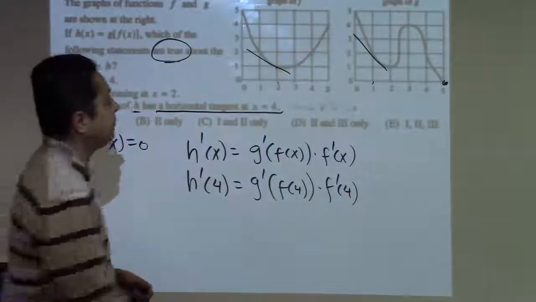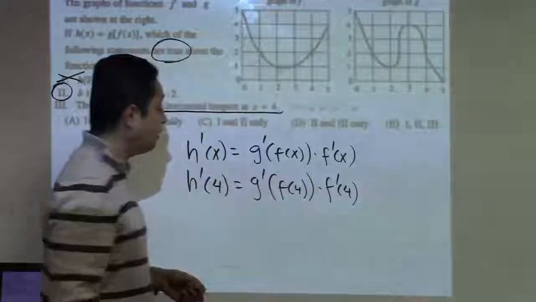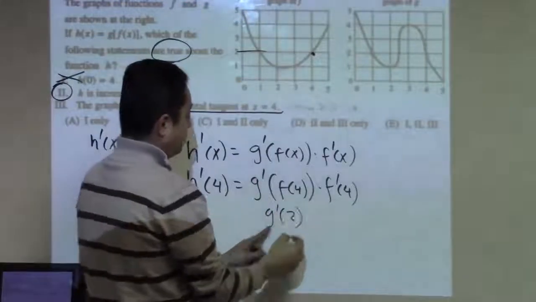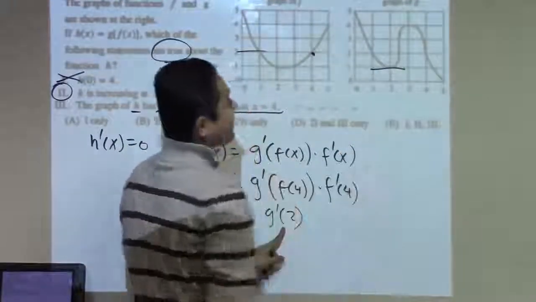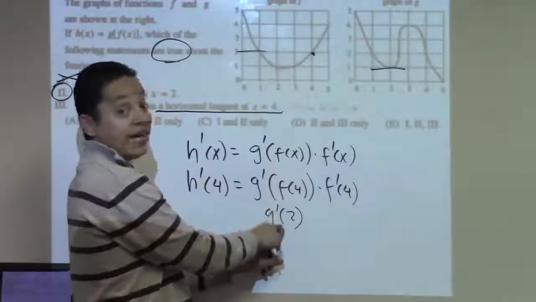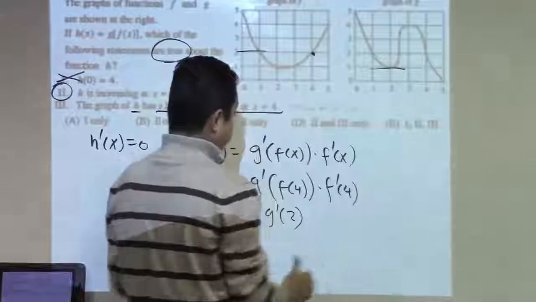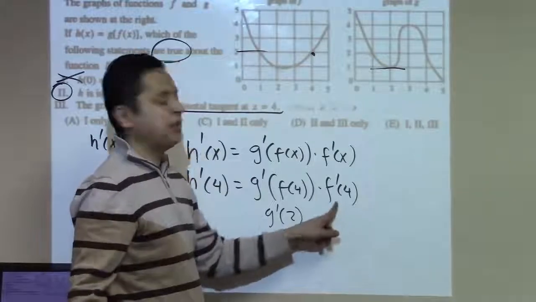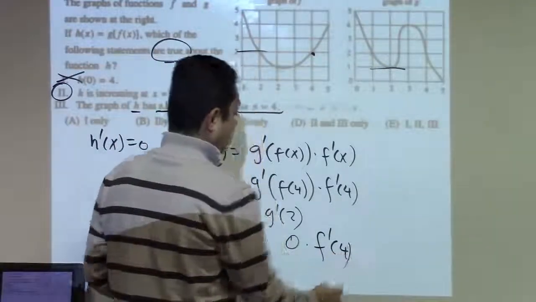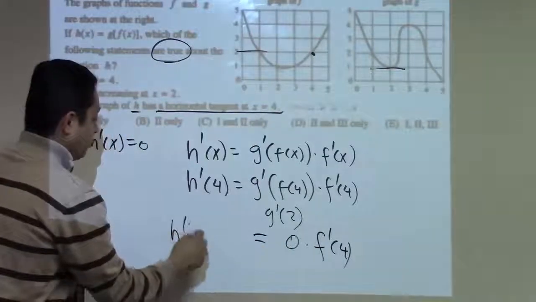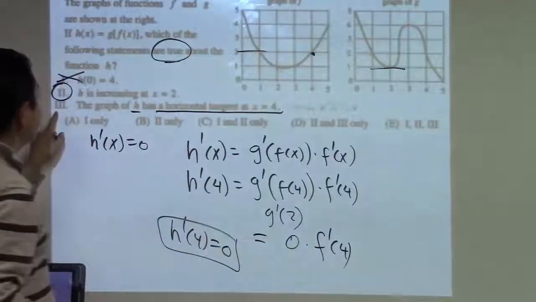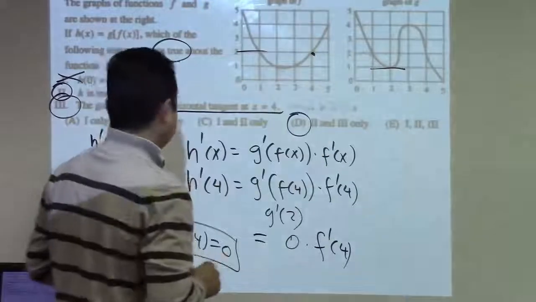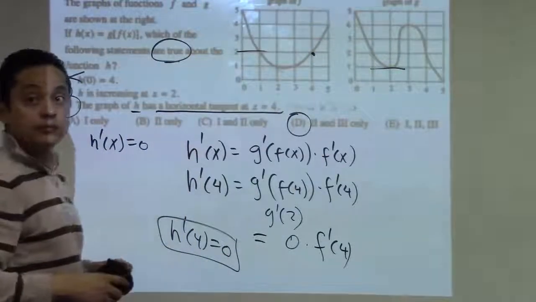All right, one step at a time. f of 4 is 2. g prime of 2 is a 0 right there, because it's really asking you for the slope. What's the slope at 2? The slope right there is 0. So that's a 0. 0 times whatever that is will still give me a 0. So I'm not even going to bother looking for that. That would get me a 0, so h prime of 4 is 0. So statement 3 is also true. So the final answer for this one is B. Thumbs up?